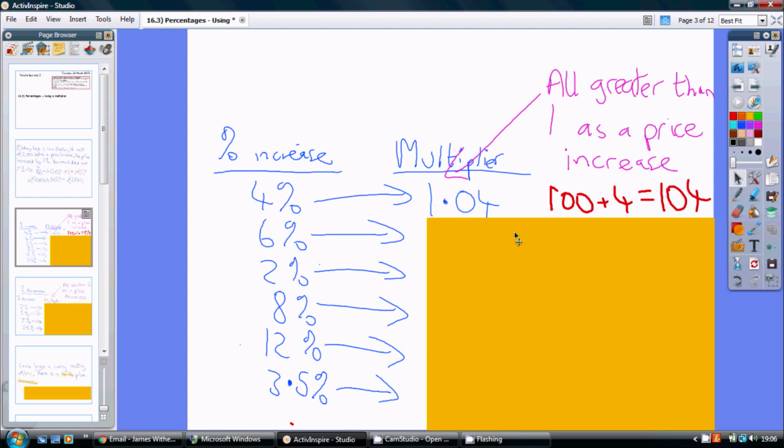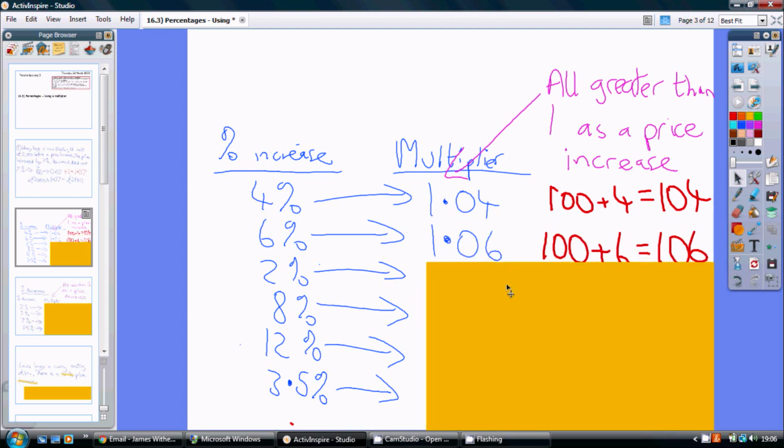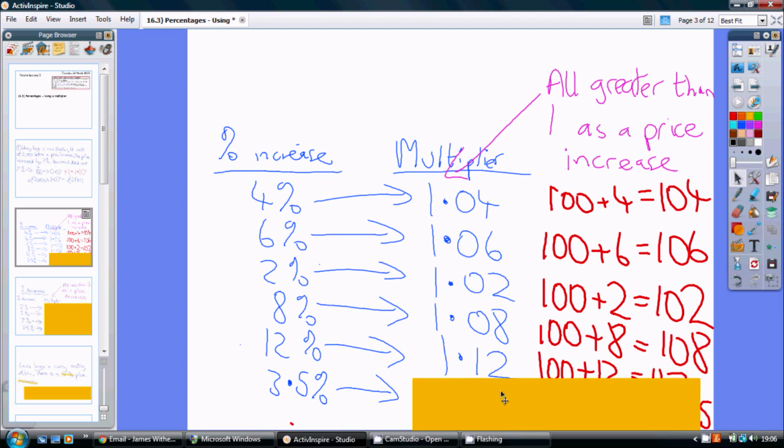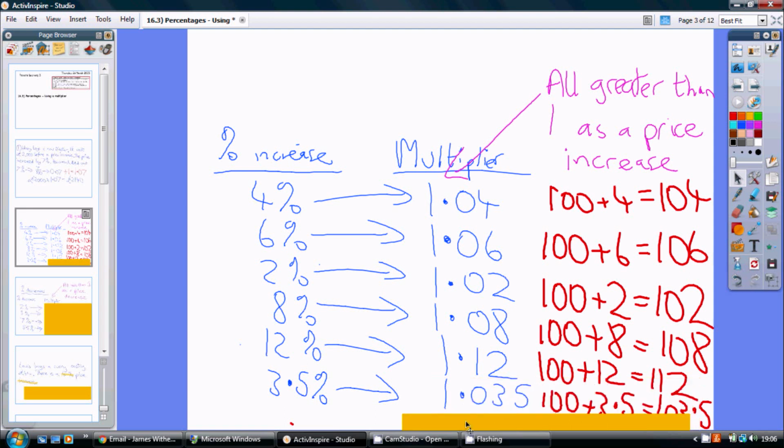So what do you think it's going to be for a 6% increase? 1.06. For a 2% increase, 1.02. For an 8% increase, 1.08. For a 12% increase, 1.12. And then for a 3.5% increase, be careful, it's 1.035, not 1.35. That would be a 35% increase. So when you start going to decimals, just be careful.